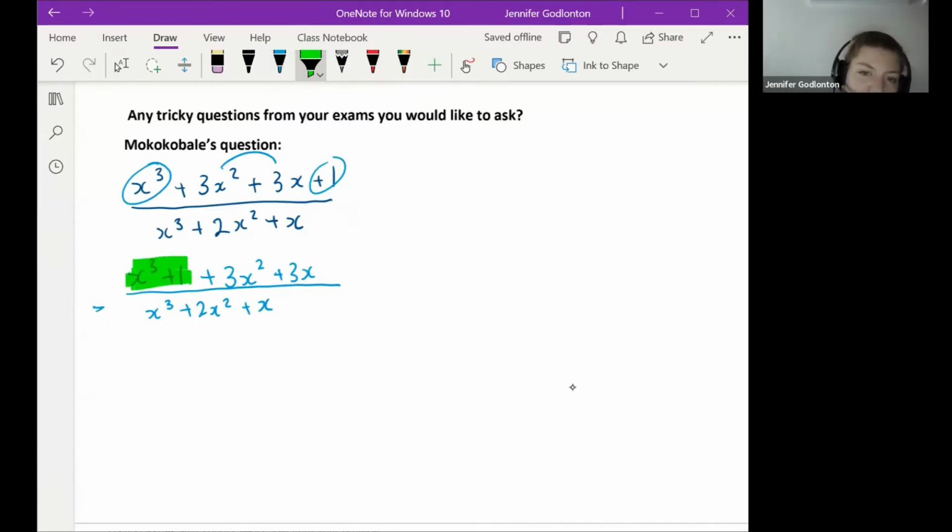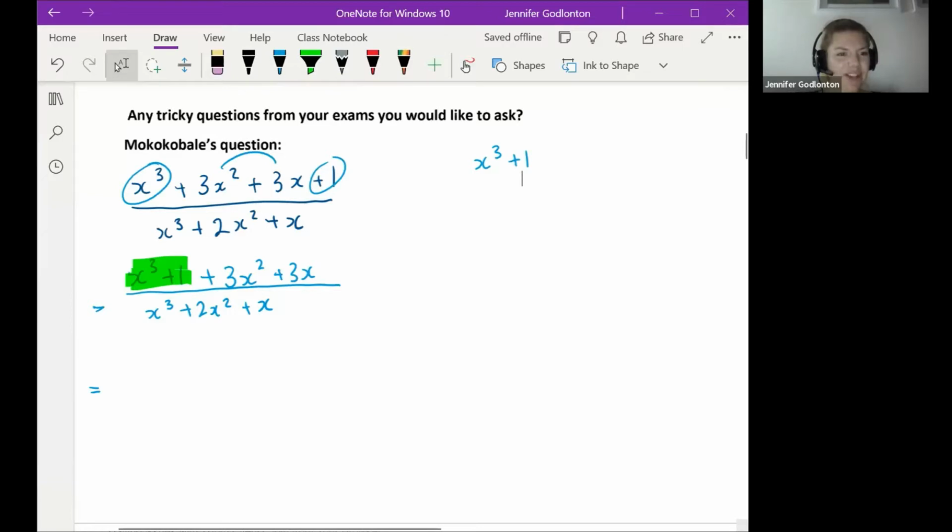If I'm looking at x cubed plus 1, how can I factorize that? How can I factorize x cubed plus 1? Who can tell me? Get your factorizing hats on, guys. What is it and how can I factorize it? I'm open to all suggestions, right, wrong, somewhere in between. Hit me with your suggestions. How can I factorize x cubed plus 1? No suggestions. Come on.